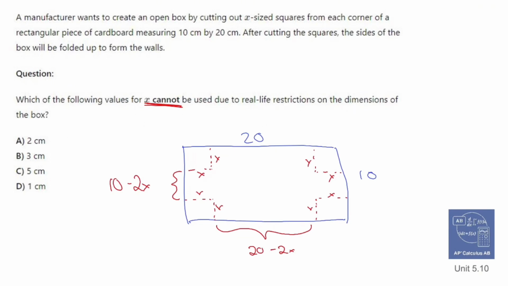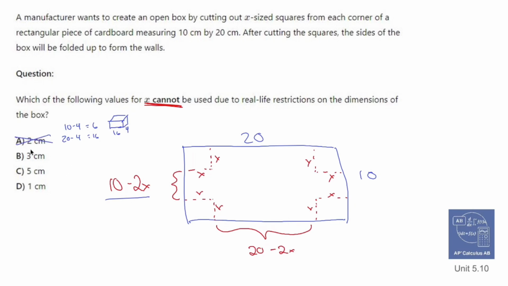Well, let's say you weren't thinking and you decided, let's test all of them out. If I were to cut out squares of size 2, that means the width would be 10 minus 2 times 2, which is 6. That would give us a box with a height of, actually, the height would be X, so that would be 2. And what would the length be? It would be 20 minus 2 times 2, which is 4, so 16. Everything's fair.